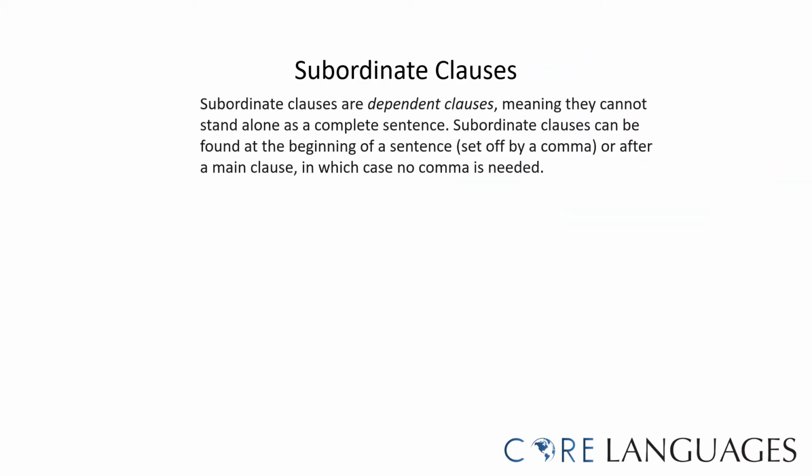Subordinate clauses are dependent clauses, which means they cannot stand alone as a complete sentence. They need to go with a main clause. Subordinate clauses can be found at the beginning of a sentence, in which case the subordinate clause and the main clause are separated by a comma, but they can also be placed after the main clause, in which case no comma is needed. Here are some examples. The subordinate clause is marked in red.